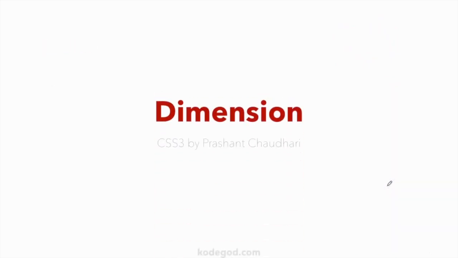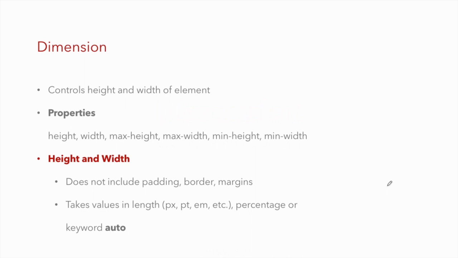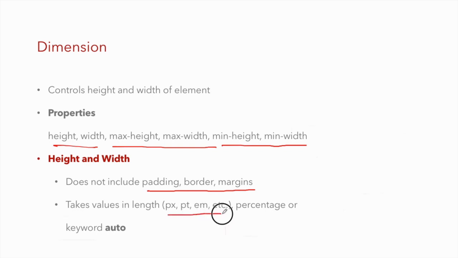Then we'll quickly talk about the dimensions. In terms of dimensions, there are a few properties which are height, width, then max height and max width, then minimum height and minimum width. Talking about height and width as a property, this property does not include any kind of padding, borders, or margins. These properties take values in px, pt, em, etc., even percentage and the keyword auto.